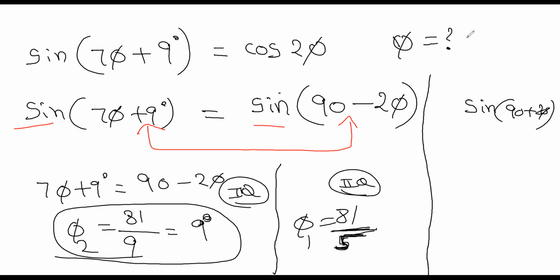Understood this equation, equating the angles, right? Now, let us suppose cos x degrees is equal to sine 200. Then what are the possible values of x?